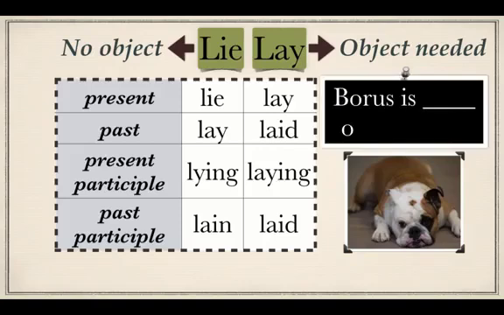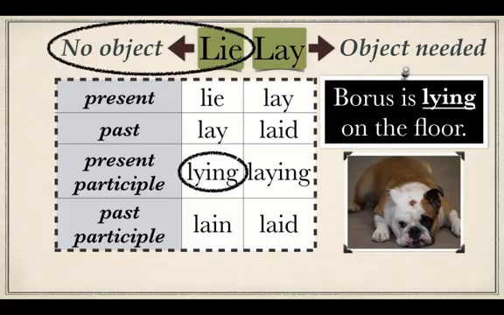See if you can finish this sentence. Boris is blank on the floor. Boris is lying on the floor. Great. There is no direct object after lie. On the floor is a prepositional phrase. Boris is lying on the floor.